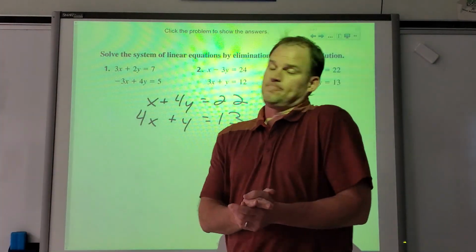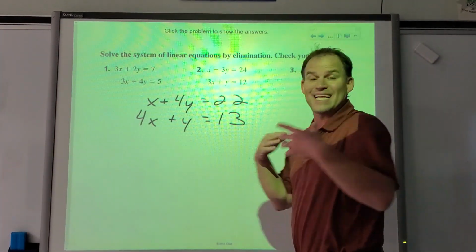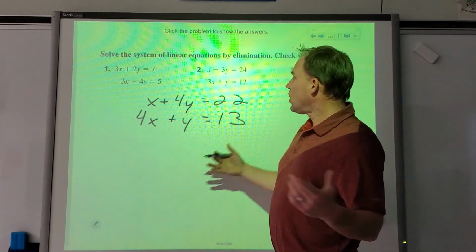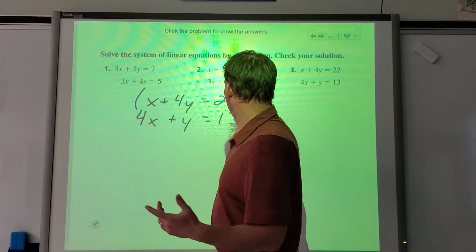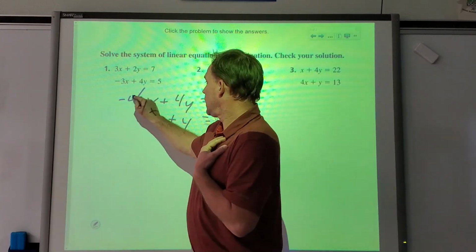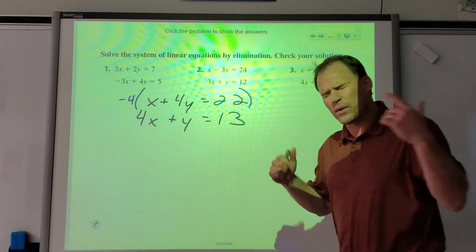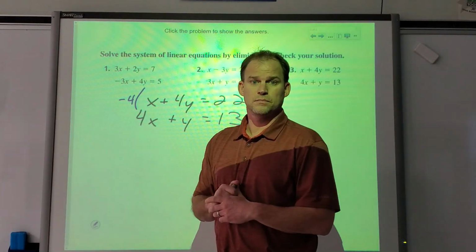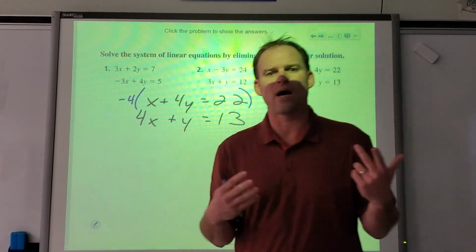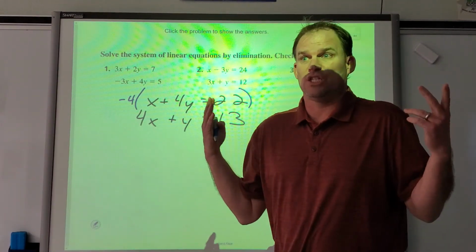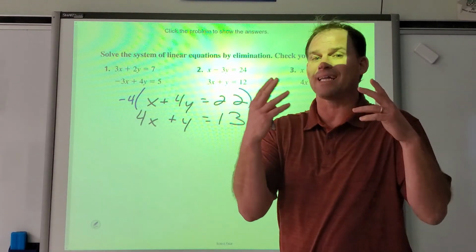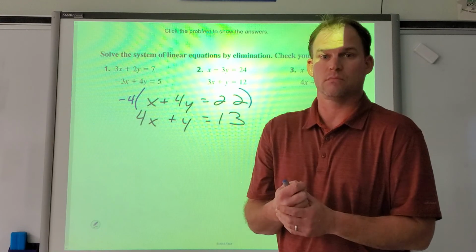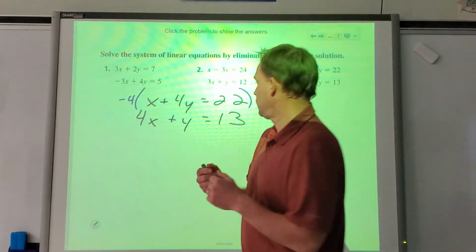Do I have opposites? No, I don't. Can I get opposites? Yeah, I can. Where? Well, I am going to multiply by negative 4 there. Why would I do negative 4? Because now they're going to be opposites. How do you figure it out? You just have to be able to look and tell. You got to be able to figure it out. That's part of algebra. Figure it out.